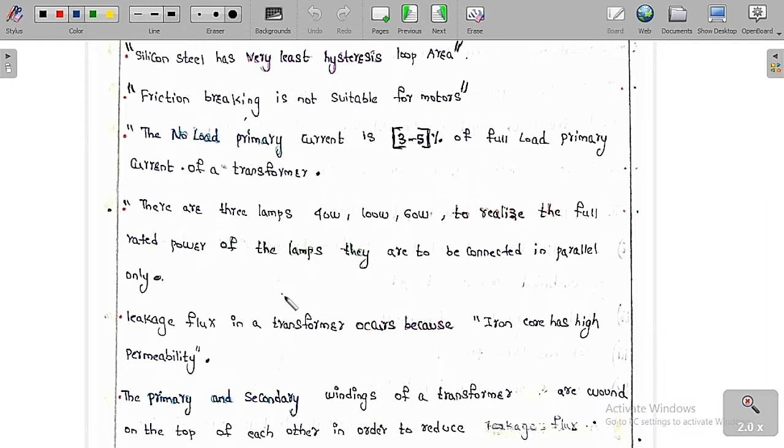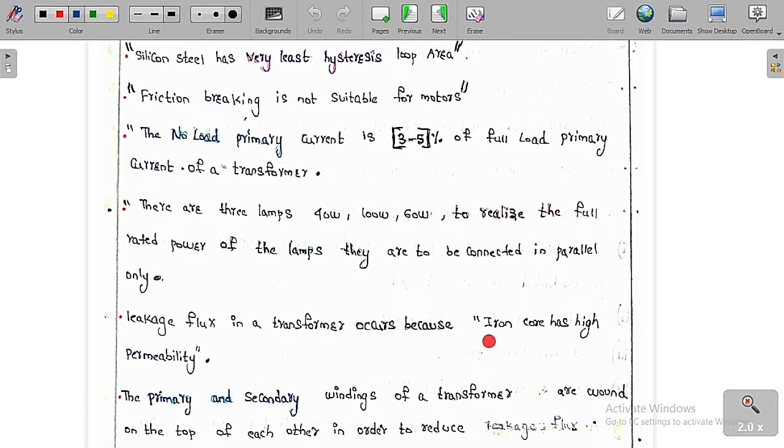So these are the 3 lamps, 40 watt, 100 watt, 60 watt. To realize the full rated power of the lamps, they are connected in parallel. Then this bulb can glow with 40 watt, this bulb with 100 watt, and this bulb with 60 watt, fully. So simply we can say that to realize the full rated power of the lamps, they are connected in parallel only. In series, only the lower rating bulbs always glow the higher.